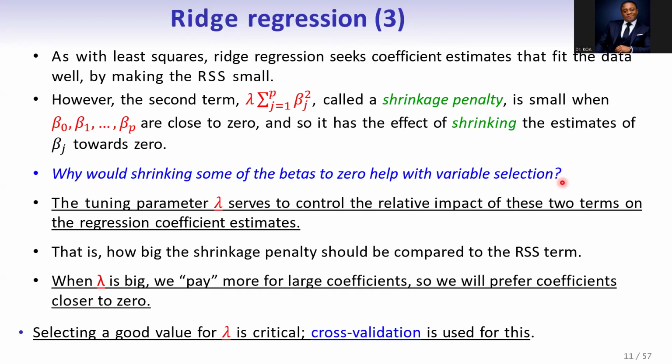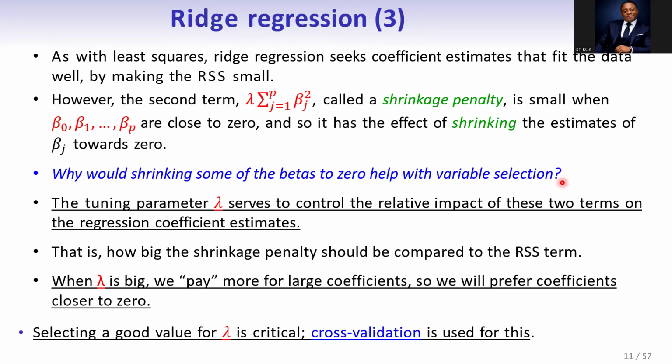So the tuning parameter, that's the most important word there. The tuning parameter serves to control the relative effect of the two terms in the regression coefficient estimate. It will regulate how the overall model will work. The betas won't work on their own. We need to regulate them.